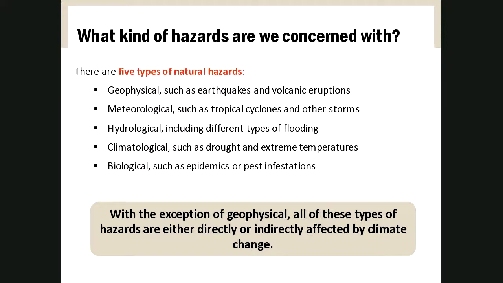When there are extreme temperatures, in some places you'll find very severe consequences. In other places, maybe not. Extreme temperature in the desert may not make a difference at all. Extreme temperature in Europe would, of course, create all kinds of issues. So with the exception of the geophysical hazards, the earthquakes and the volcanoes, all of these hazards are directly or indirectly affected by climate, storms, flooding, etc. There is a relationship between climate and these hazards.